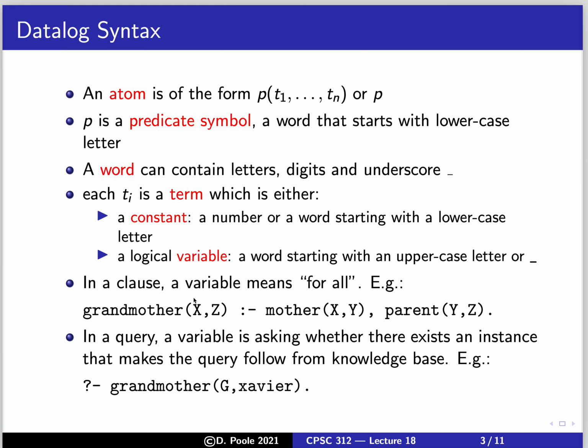And in a query, the variable is asking whether there exists an instance. So this one asks, does there exist a person G who is the grandmother of Xavier? Here Xavier is a constant. It's going to denote some particular individual. And G is going to be a variable here.